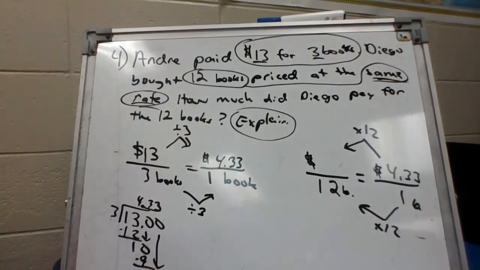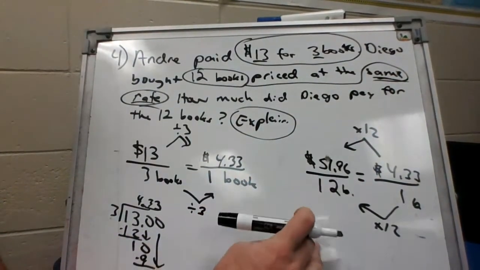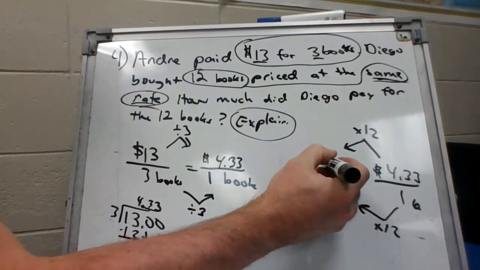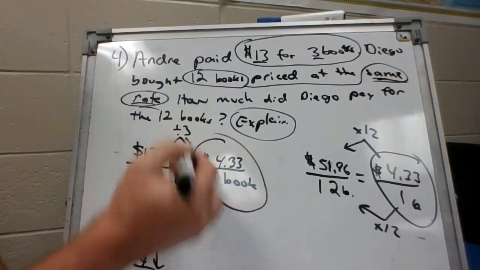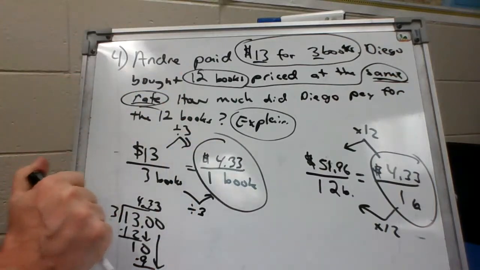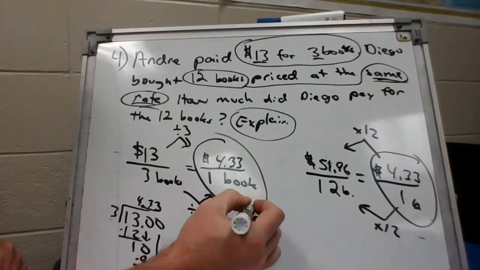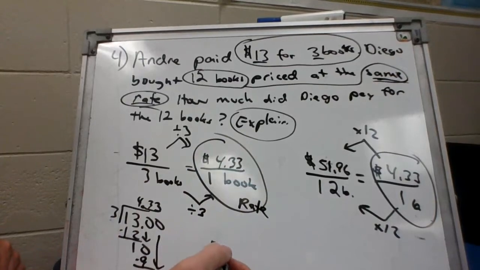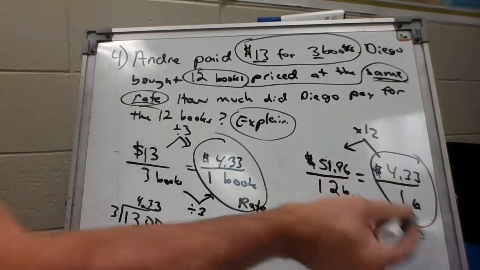4.33 times 12. Working it out on the side, we know that is $51.96, okay? So at the same rate, where it says the same rate in the problem, 12 books, the same rate. This is the rate. You can go 13 to 12, but that's a little more dicey as far as the divide and everything else. But in this instance, this is the rate that you're paying per book. Rate per book, okay? And we just use that information to find out how much 12 is.